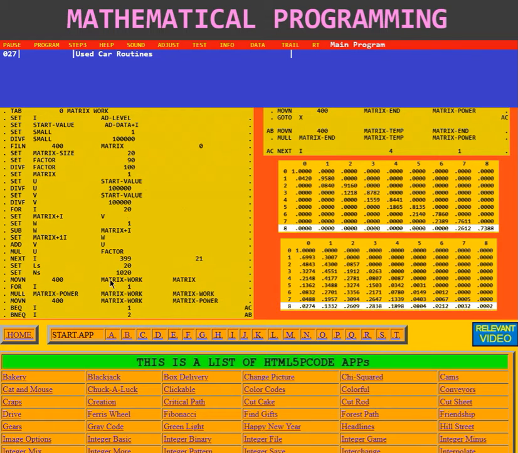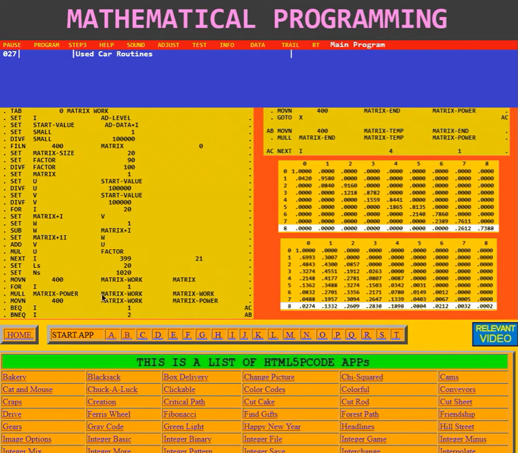Then it moves the 400 values at matrix to matrix work. And then it starts a loop for I of 1. And over on this side here, it says next I to 4, one at a time. It's going to go around this loop 4 times.